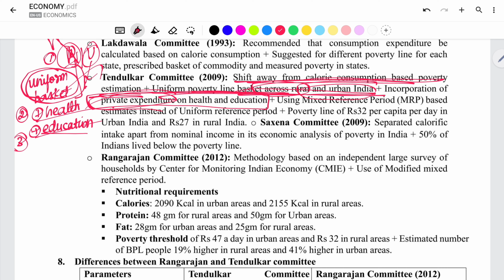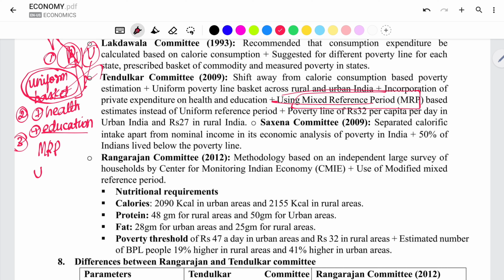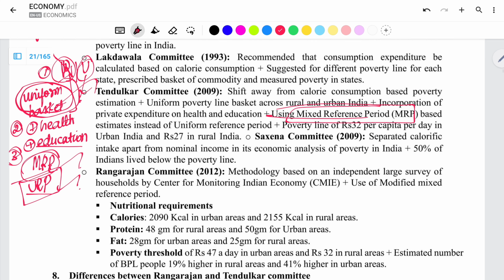Private expenditure, inclusion of the private expenditure on health and education. Using mixed reference period based estimates instead of uniform reference period. The reference period is mixed instead of uniform, right? MRP instead of uniform reference period, URP. So they use MRP instead of the uniform reference period. Very simple. He is going to have a uniform basket plus health plus education, MRP instead of URP.